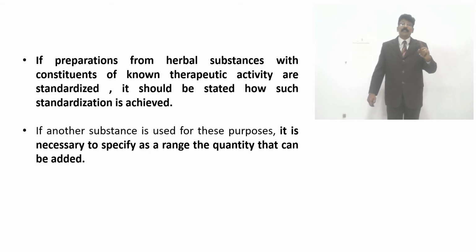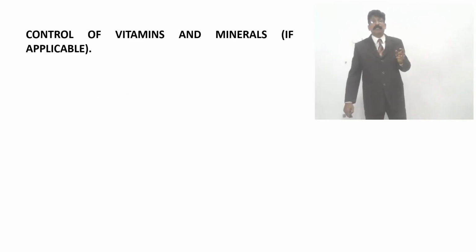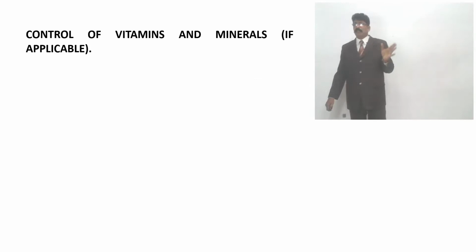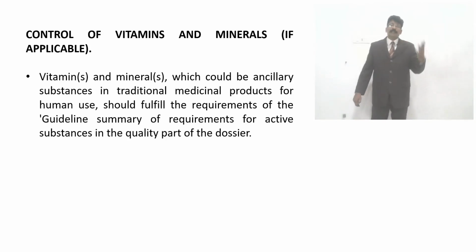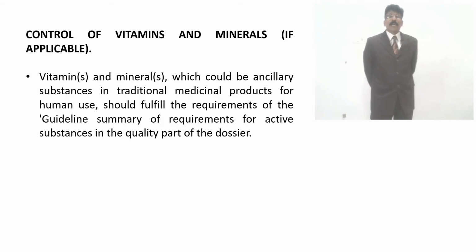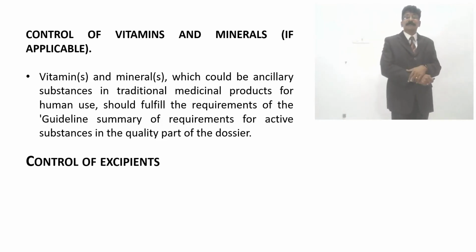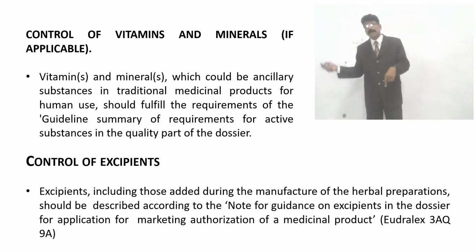If another substance is used along with it, for that purpose it is necessary to specify the range of quantity which you have added. Control of vitamins and minerals is applicable, where vitamins and minerals should be ancillary substances in traditional medicinal products for human use, and should fulfill the requirements of the guideline summary of requirements for active substances in the qualitative part of the dossier, and control for the excipients which you are adding to the preparation.